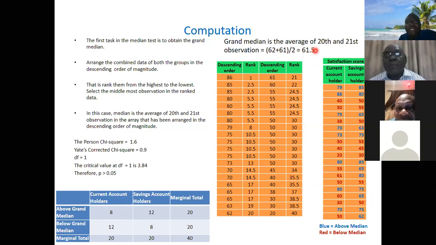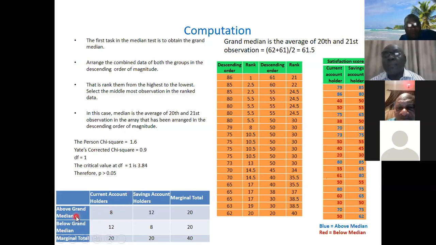Now, you want to know how many of this current account group have values above the median. How many have values below the median? The ones that have values above the median are the ones painted blue, and the ones below the median are the red. If you count for current account, it's 8 of them: 1, 2, 3, 4, 5, 6, 7, 8. 8 are above the median, and the remaining 12 are below the median. That is what you have on this table here.